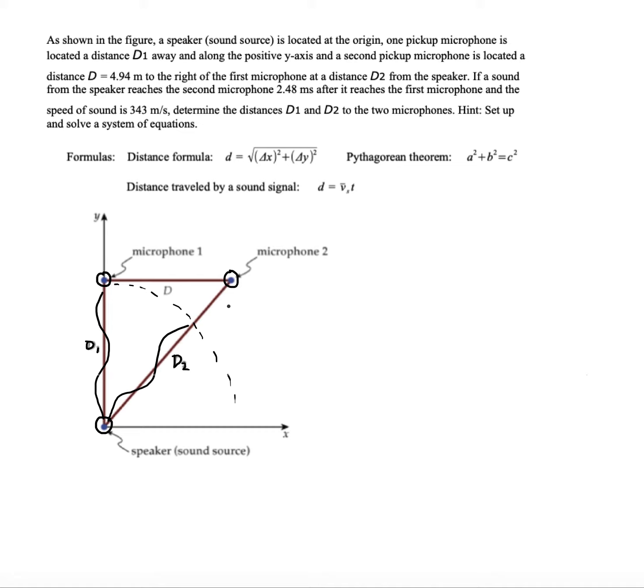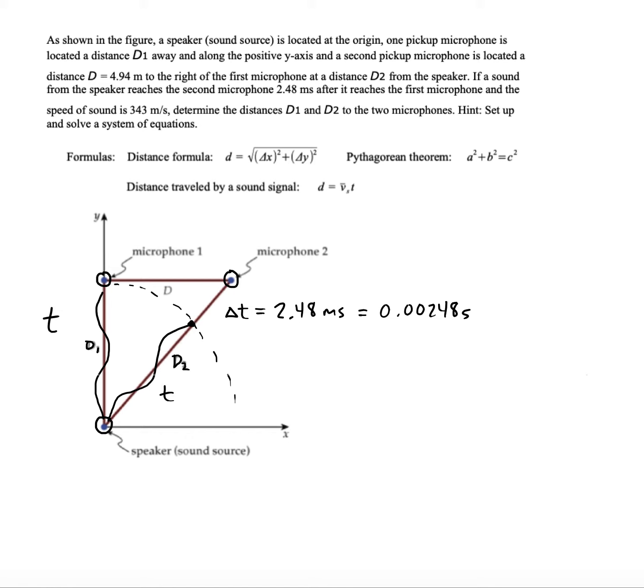Now they tell us the difference is going to be delta t equals 2.48 milliseconds, which is 0.00248 seconds if you convert it. And we want to determine the distances that the microphones must be at. Alright, so let's figure that it takes a time t to get from the speaker to the microphone. And it would take a time t to get from the speaker to this point right here as well.